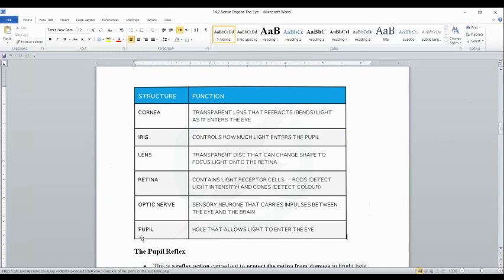That is the optic nerve. The pupil is a hole that allows light to enter the eye. I'll show you that pupil. The iris is able to control the size of the pupil, small or big. The bigger it is, the more light can enter. The smaller it is, the less light can enter. So the pupil size is controlled by iris contraction or relaxation.